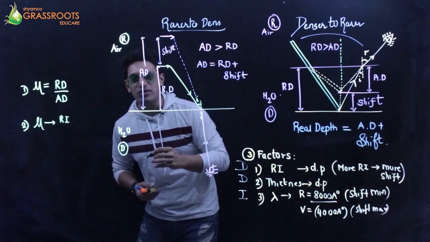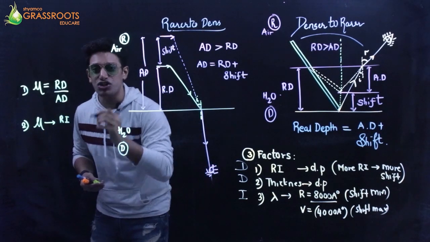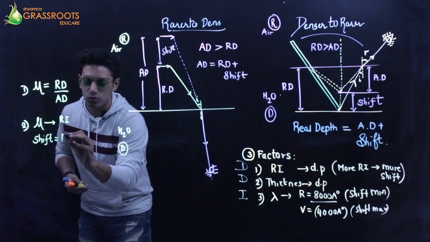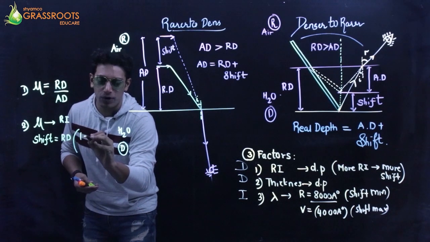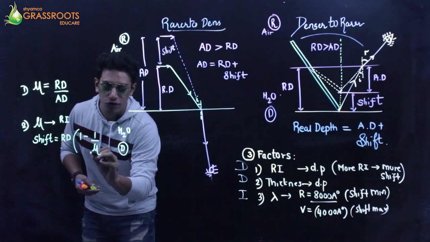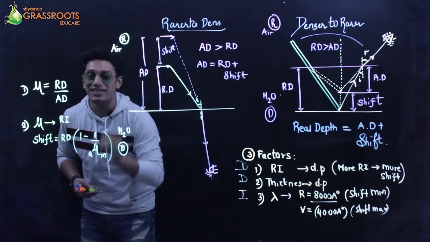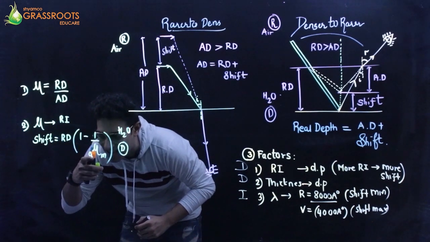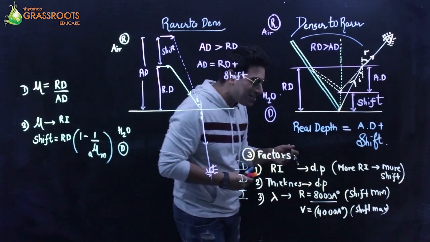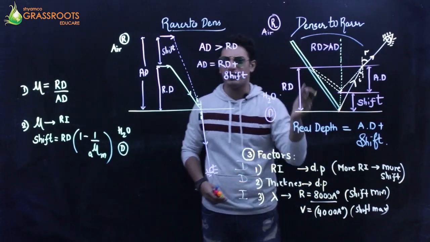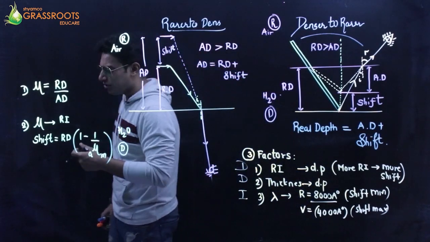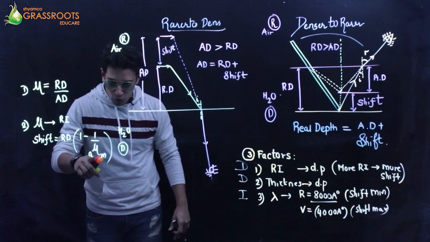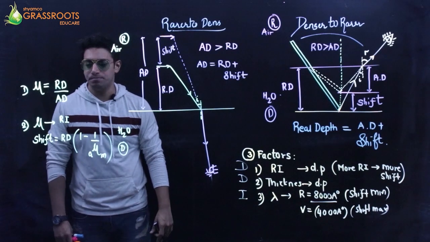So if I talk about the next formula, it is about the shift. Shift is equal to real depth into bracket 1 minus 1 upon mu from air to a medium. That is when the ray of light travels from air to any medium. Now that medium can be anything. It can be a glass or a kerosene or oil or turpentine oil, or it can be water, diamond, anything. So mu air to a medium.